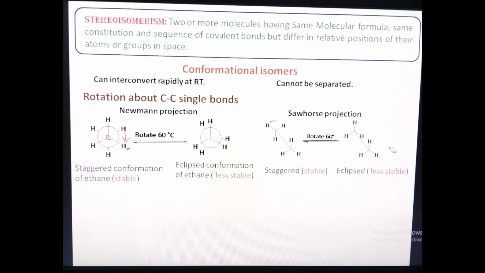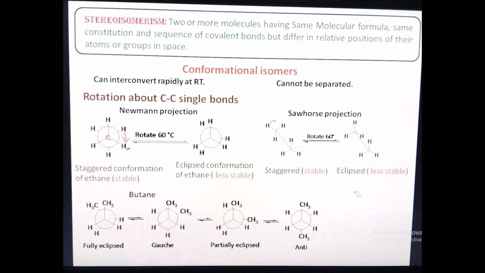Let's see another example, that is butane. This is the structure of butane. Butane is CH3, CH2, CH2, CH3. Okay, this is one CH3. This is CH3. This is CH2. This is C, and here H2. And this is the third carbon atom, containing CH3 and CH2, and that CH2 contains one CH3 and 2 hydrogens.